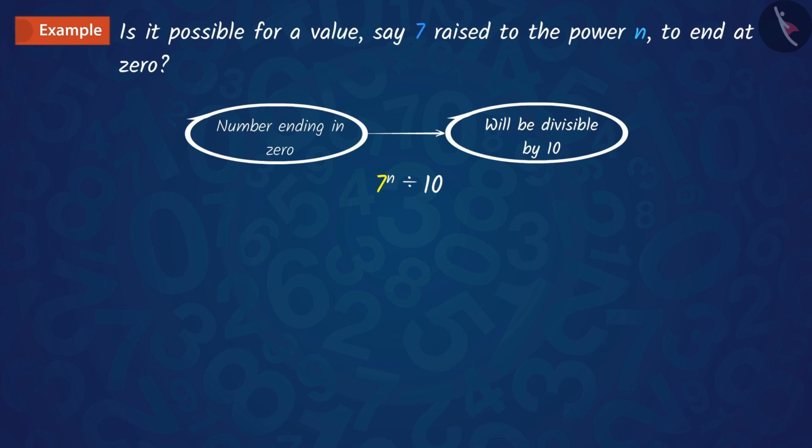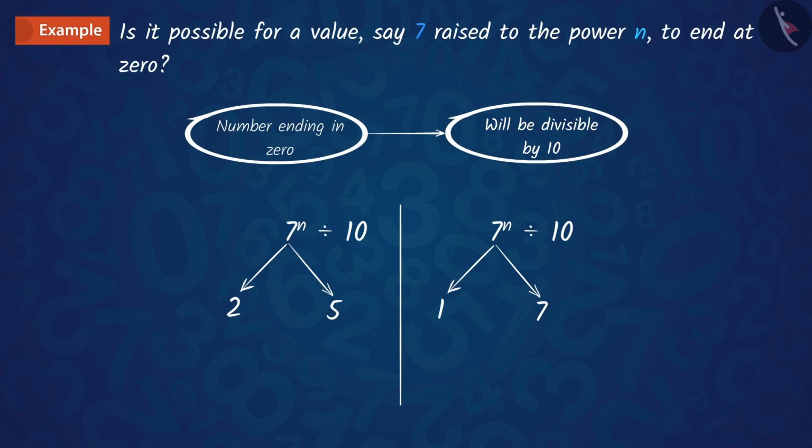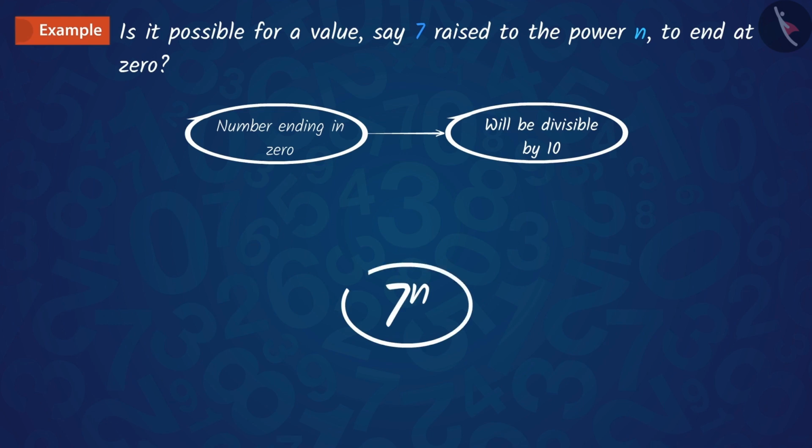No, this is not possible because if we look at the prime factorization of 7, we get only 1 and 7. So, the uniqueness of the fundamental theorem of arithmetic guarantees that there are no other primes, that is, 2 and 5, in the factorization of 7 raised to the power n. Based on this, we can say that there is no natural number which has the power of 7 raised to n whose last digit is 0.